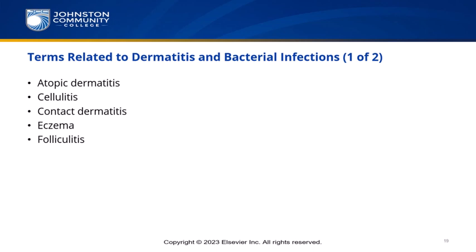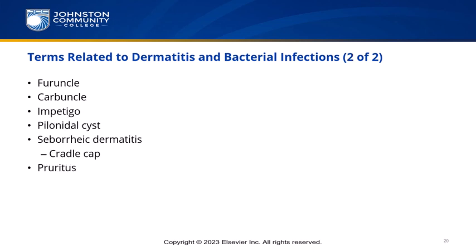Then we have folliculitis, which is an inflammation of the hair follicle. Remember, folliculo is our combining form for follicle. These inflammations can be superficial or deep, and they can also be acute or chronic. More on dermatitis and bacterial infections. A furuncle is a localized superficial staph infection that starts in a gland or hair follicle and is characterized by pain, redness, and swelling.